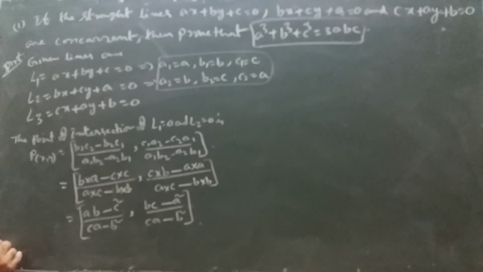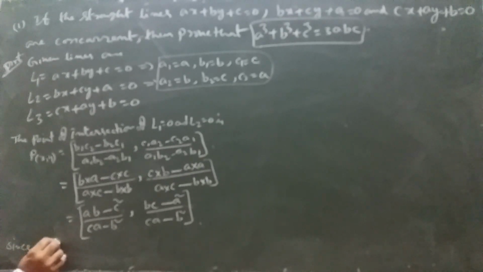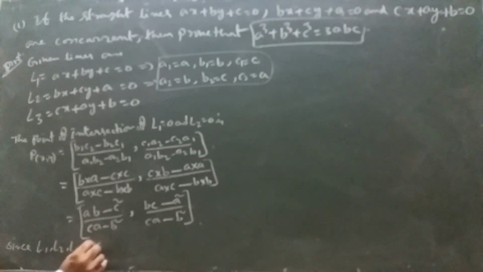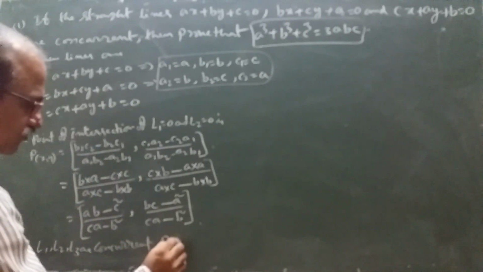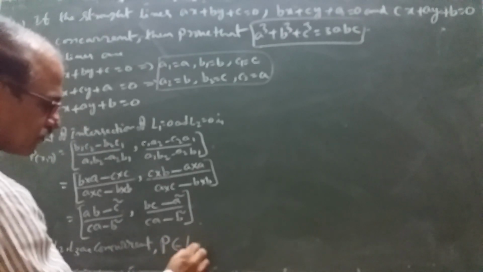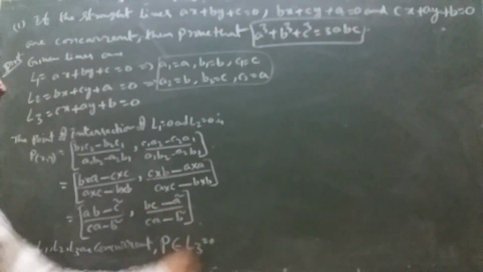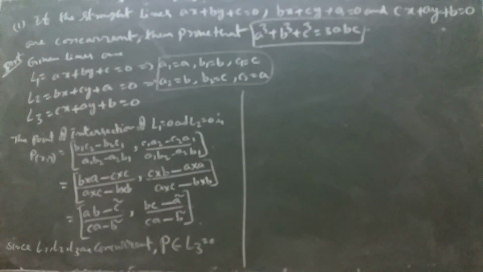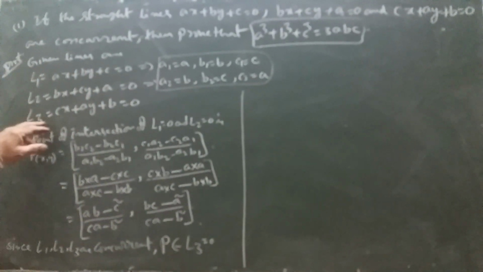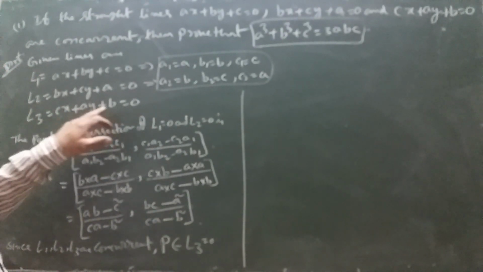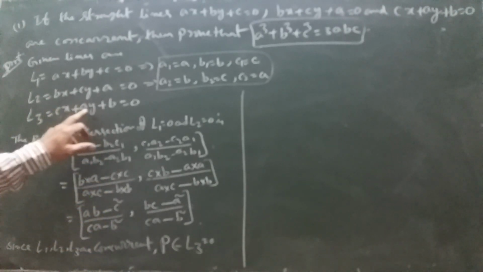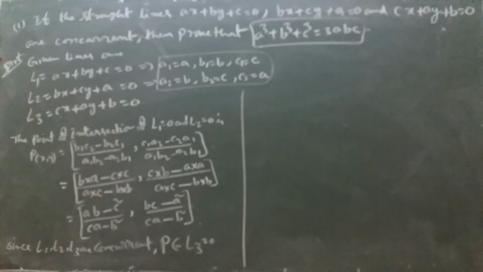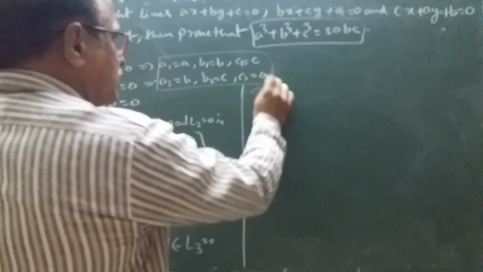Since L1, L2, L3 are concurrent, P belongs to L3 equal to 0. So, the point P should satisfy L3. What is L3 equal to 0? Cx plus ay plus b is equal to 0. Instead of x, we write the x coordinate, and instead of y, we write the y coordinate.